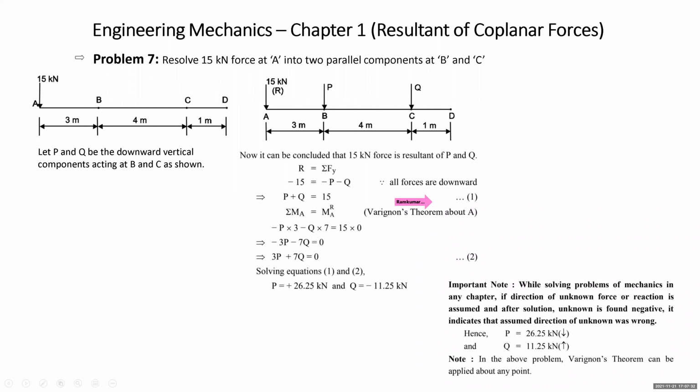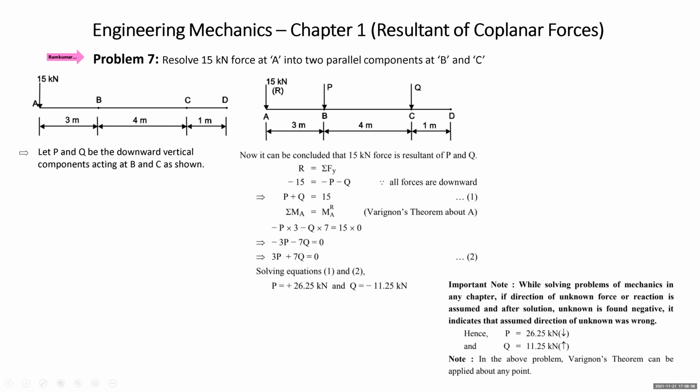Now, the next level of problems, the seventh problem of the type: resolve the 15 kilonewton force at A into parallel components at B and C. Until now, in the problems we have solved, we were given a force system and we were finding the resultant. Now it has become the reverse. He is saying that a 15 kilonewton force is given at point A. He has given a rod which is 3 plus 4 plus 1, 8 meter long. 15 kilonewton is applied at A. Now you want parallel components.